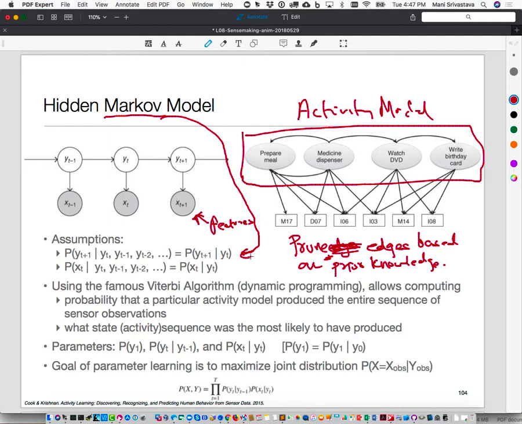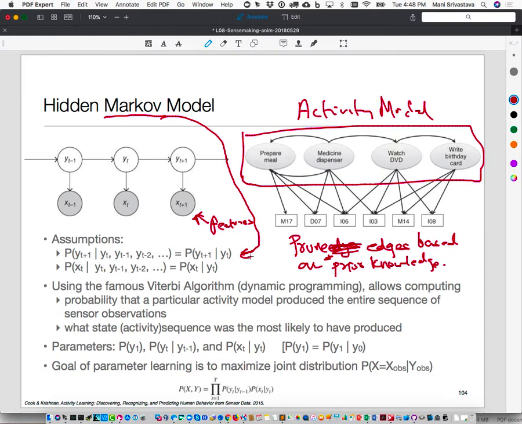Okay, and then the second assumption we make is that the sensor observation at the current moment of time, given the current state and all the prior states, is the same as the sensor observation given the current state. So again, sensor observation depends only on the current state. That again is a reasonable assumption unless sensors have lots of memory, which I think in most cases we can ignore. So these are two crucial assumptions.